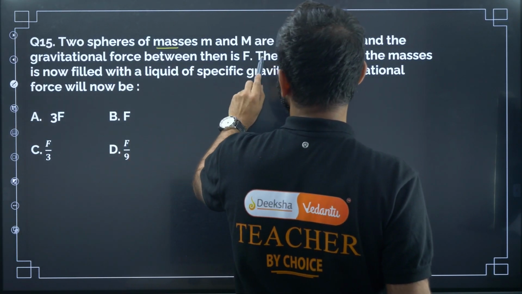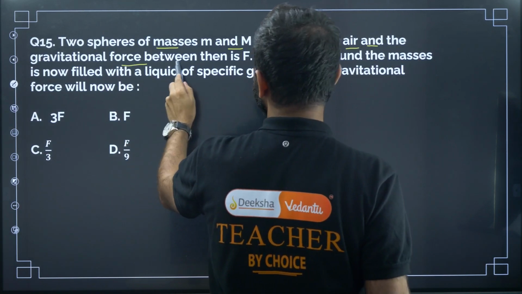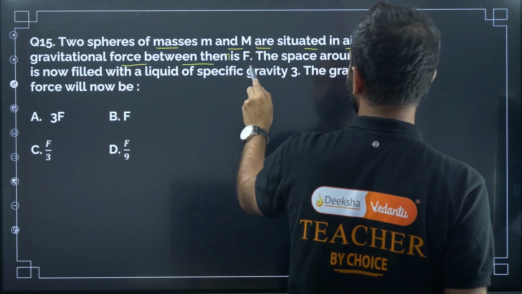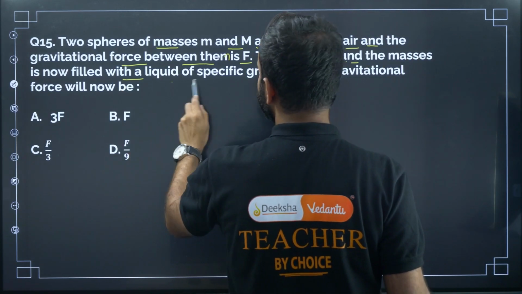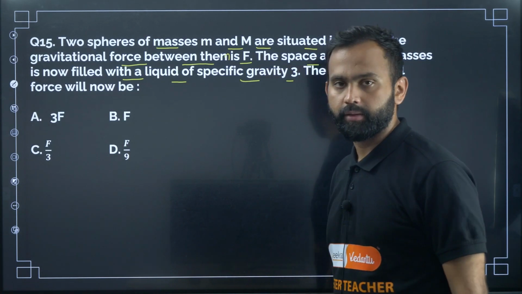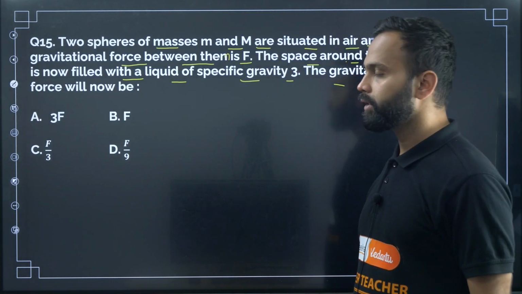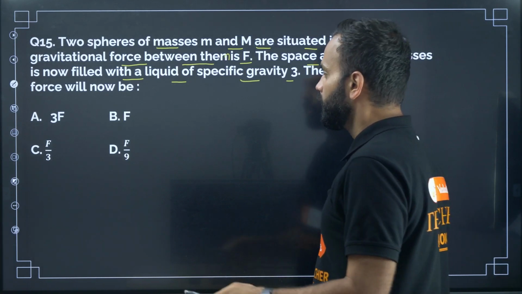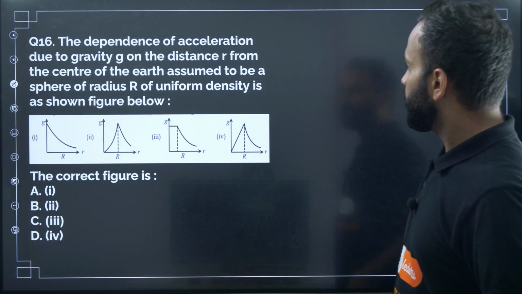Two spheres of masses m and m are situated in air, and the gravitational force between them is F. The space around the masses is now filled with liquid of specific gravity 3. The gravitational force will now be. So gravitational force does not depend on the medium, right? So the gravitational force between the two masses is the same. So the correct option is B, F only. Next question, question number 16.